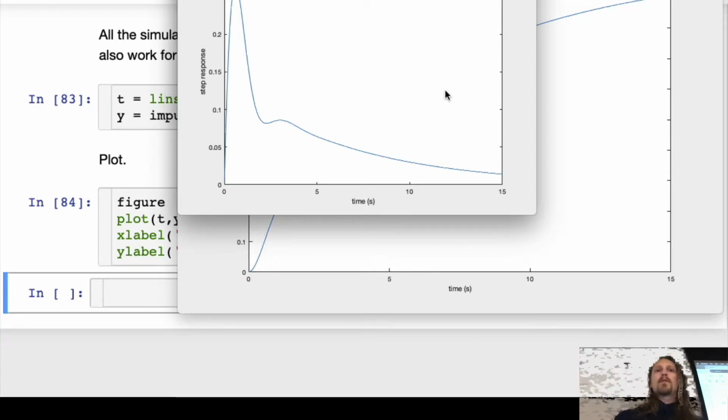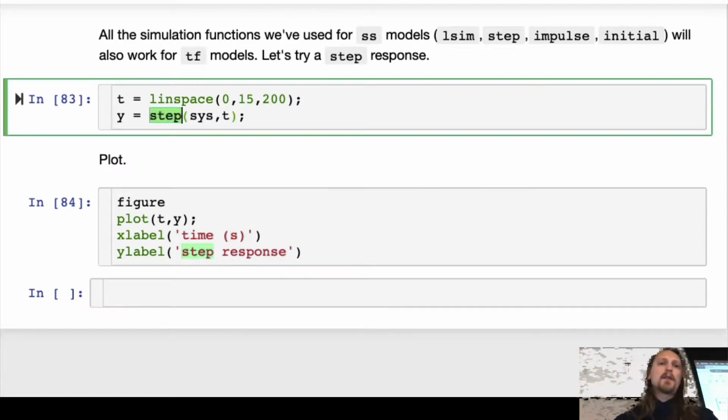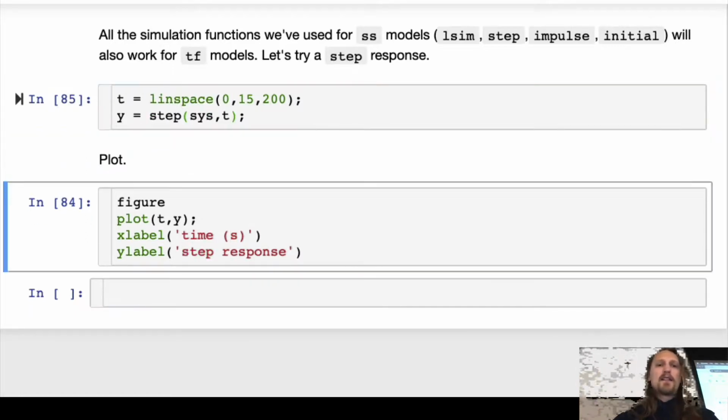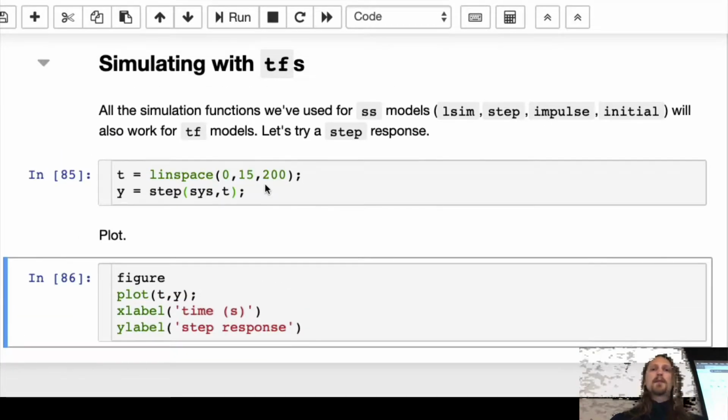Yeah. So since I said step, we should probably stick to step, but you could easily do the impulse response as well.